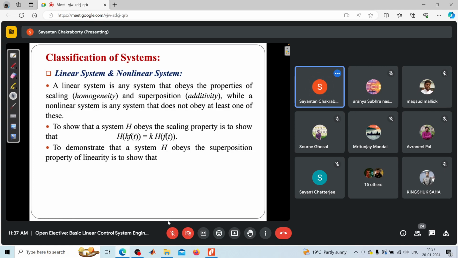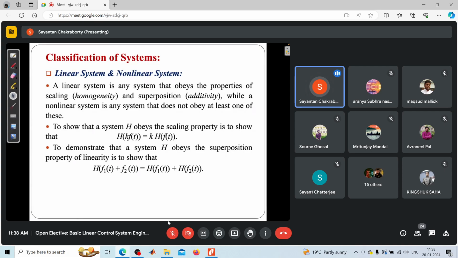Similarly, to demonstrate how a system obeys the superposition property: if it produces an output H(f1(t)) for an input f1 and H(f2(t)) for an input f2, then if you give an input f1 plus f2, it would produce an output that is the summation of the outputs with respect to the individual inputs.